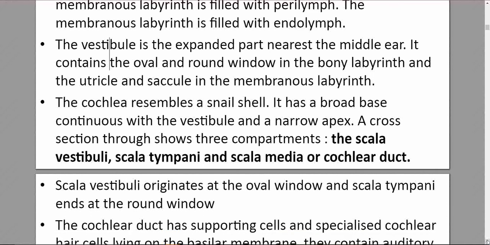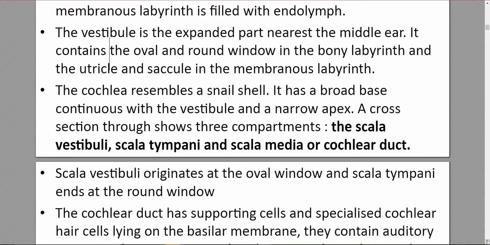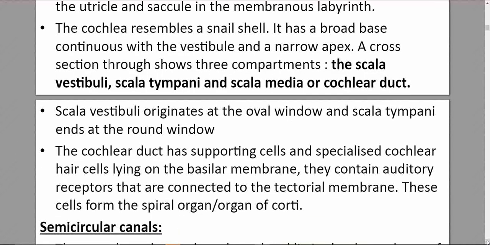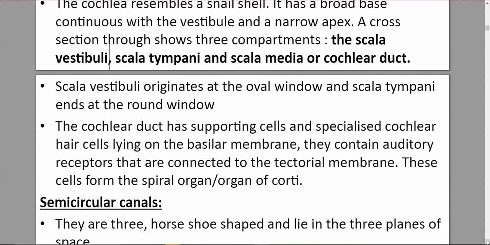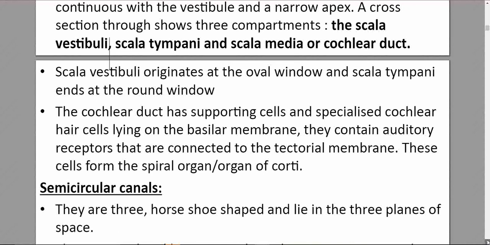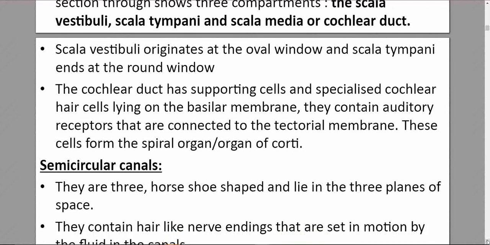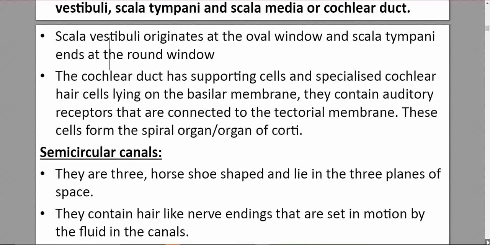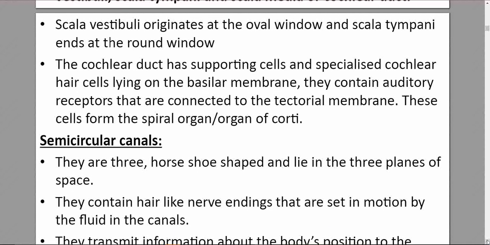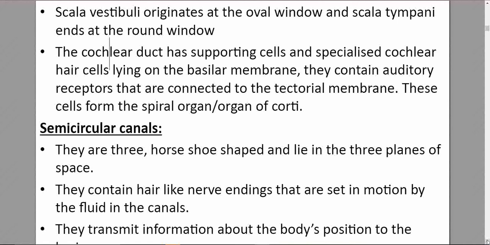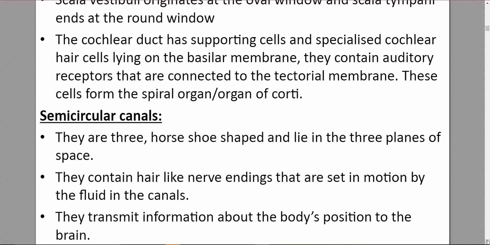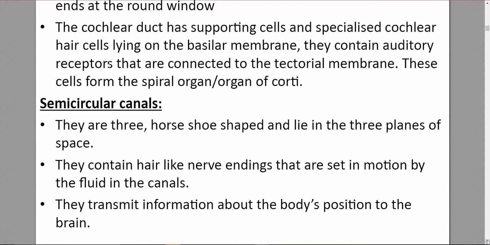It has a broad base, continuous with the vestibule, and a narrow apex. A cross section shows the compartments, that is the scala vestibuli, scala tympani, and scala media or cochlear duct. The scala vestibuli originates at the oval window, and the scala tympani ends at the round window. The cochlear duct has supporting cells and specialized cochlear hair cells lying on the basilar membrane, and they contain auditory receptors that are connected to the tectorial membrane. These cells form the spiral organ of Corti, which detects and transmits impulses.